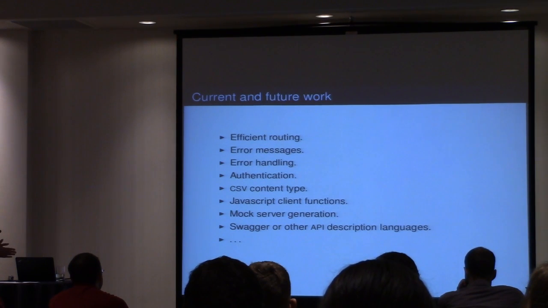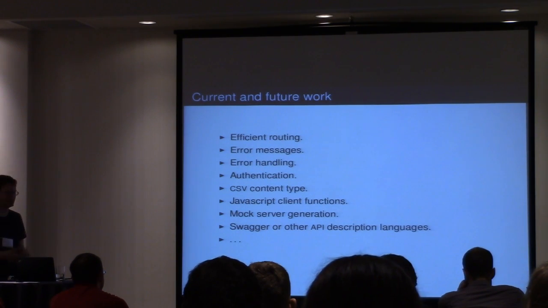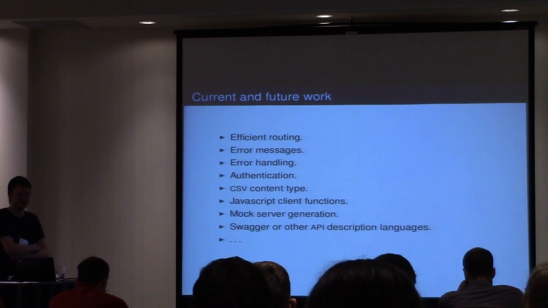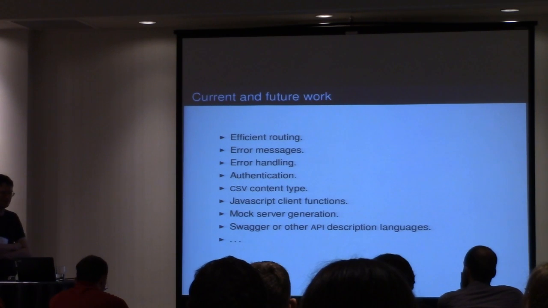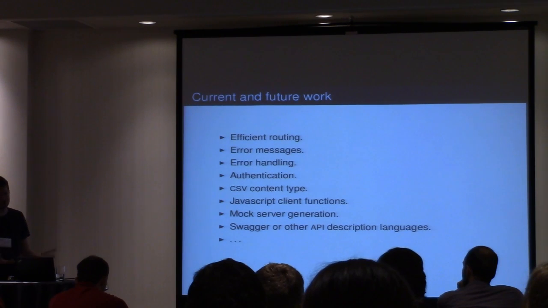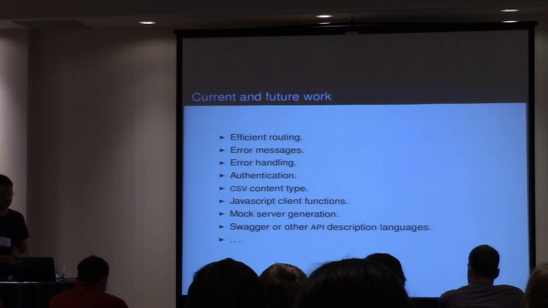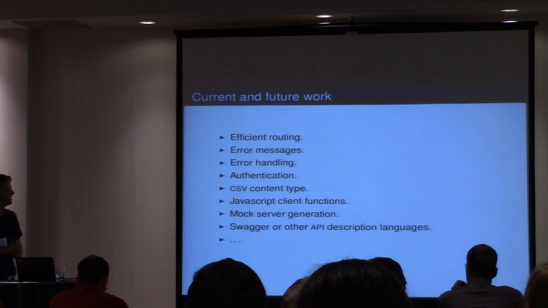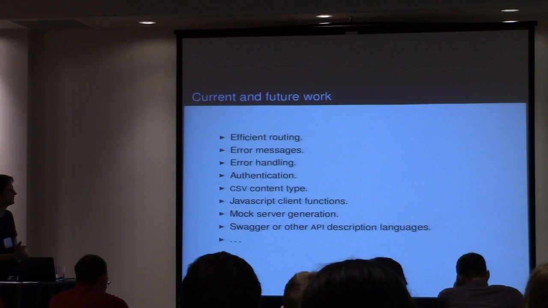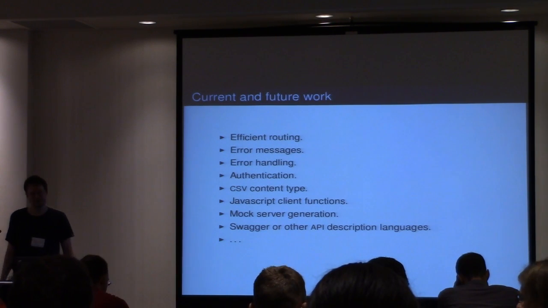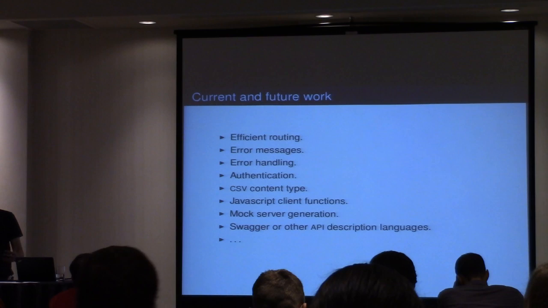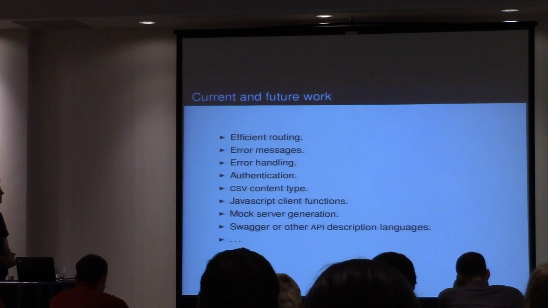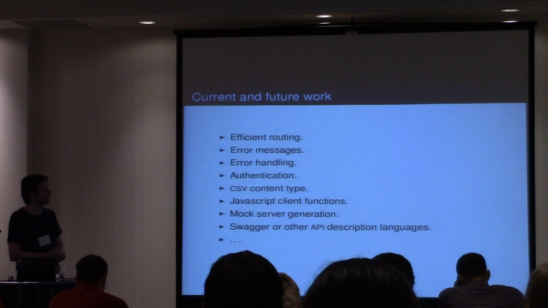There's lots of stuff that I haven't talked about, some of which a little bit is mentioned in the paper, even more is mentioned on the website. There is an efficient routing implementation that is going to be in the next release. We are going to hopefully improve the type error messages that you're going to get. We are also going to improve the error handling a little bit, like produce more systematic and more controllable error status codes. There has been a lot of ongoing work on authentication. That will be a new combinator added to the type level DSL. There is a new CSV content type.